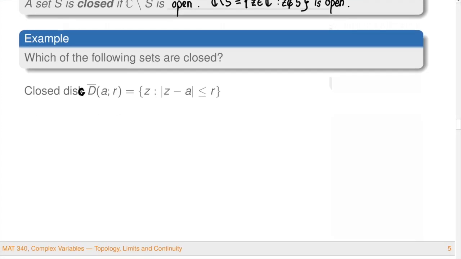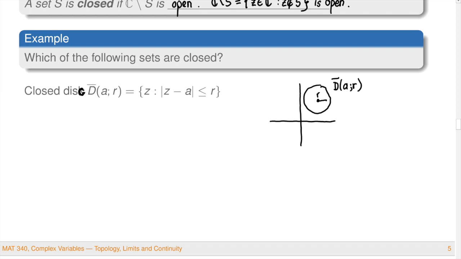A closed disk here, the difference between closed and open is that it includes its boundary points. So a closed disk is going to be a set of points centered at A, but it includes the boundary points there. In the notation, we're going to put a little bar over the D to indicate that it's closed.